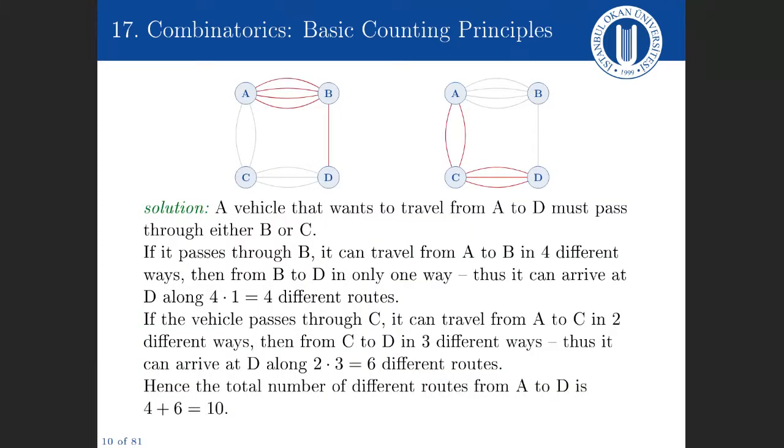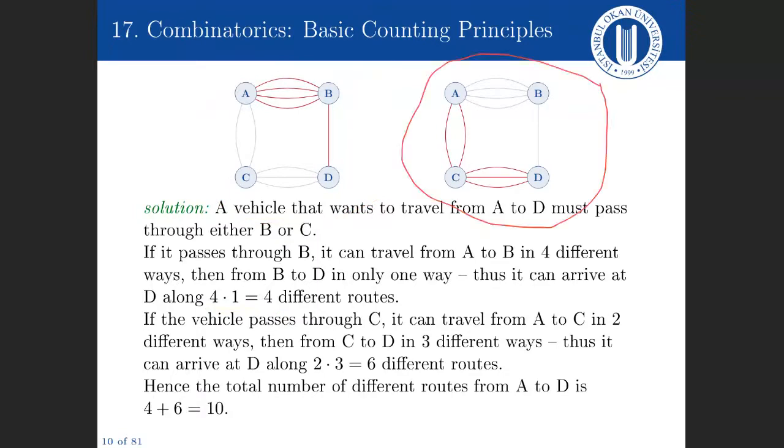First, let's look at the left picture. Let's suppose we go via Birmingham. It's 4 different ways to go from Aberdeen to Birmingham, but only 1 road from Birmingham to Derby. So we're going to be doing 4 multiplied by 1, or 4 different routes if we go through Birmingham.